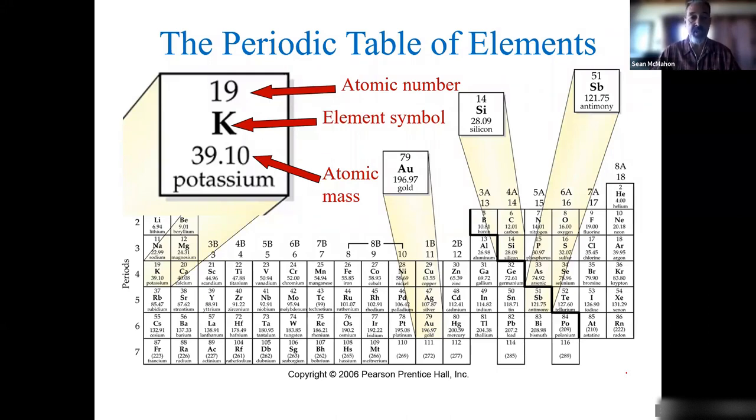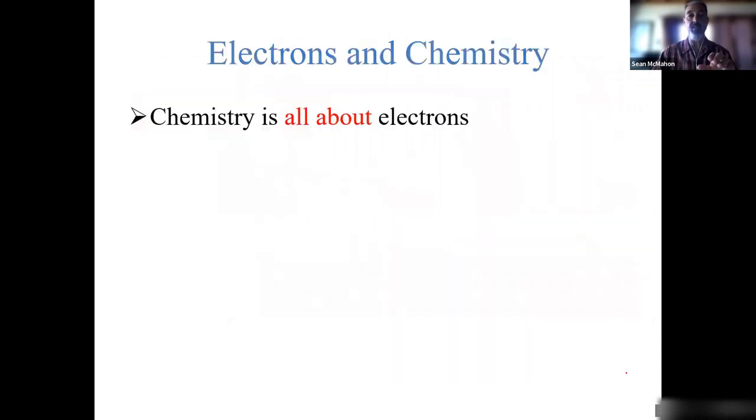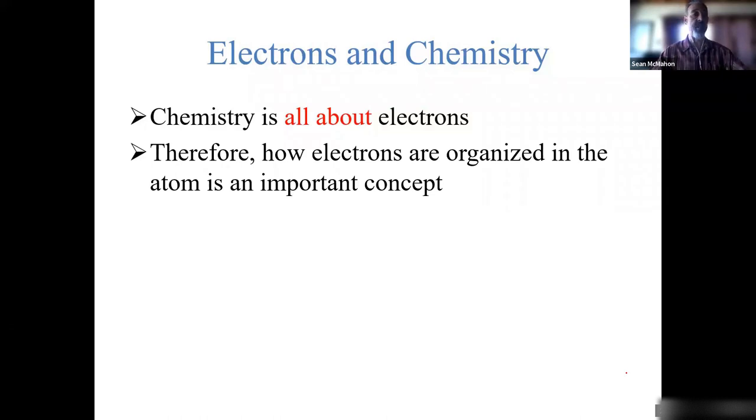Again, in the last couple of lectures, we were really focusing on the atomic number, the number of protons, the mass number, the number of protons and neutrons, and how to calculate the average atomic mass based on the frequency of the isotopes. In this one, we're going to focus on the physical and chemical properties, and that all boils down to the electrons. So chemistry is all about the electrons. Therefore, how the electrons are organized in the atom is a very important concept.